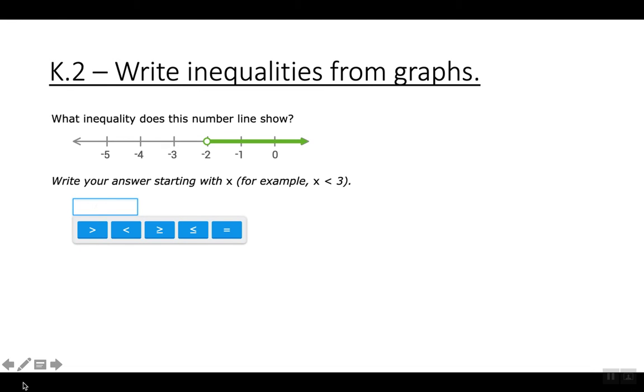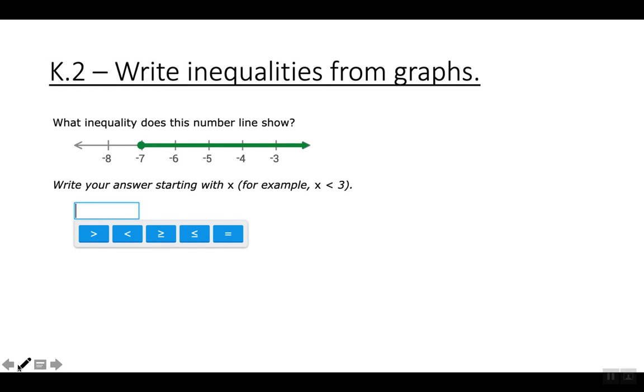Okay? On this one, x is a number, I'm not sure what it is, but it's bigger than negative 2. It cannot equal negative 2. Almost the same thing. X is a number greater than negative 7, and it could also equal negative 7. Hopefully you're seeing that this is really simple. That's why I put 2 of them, so we can knock them out.